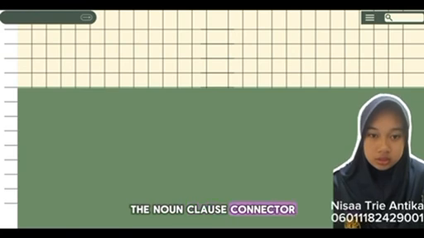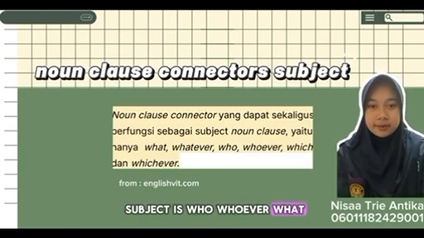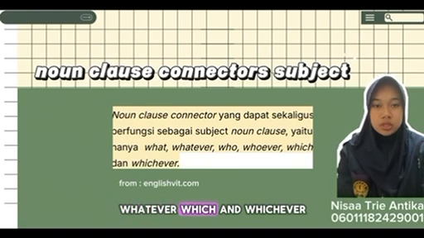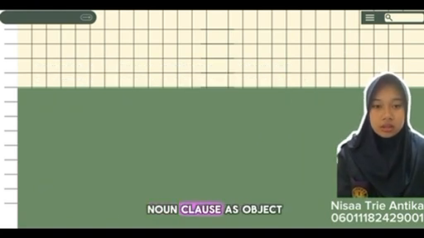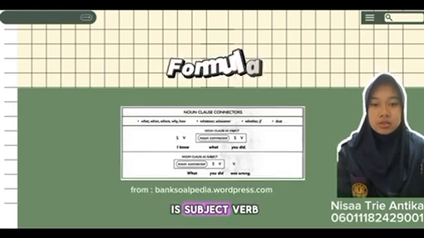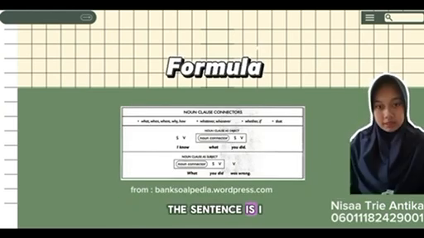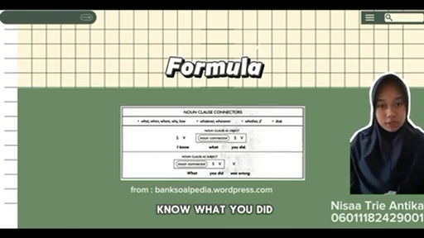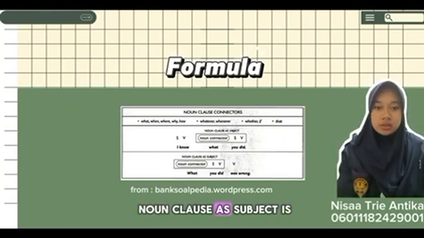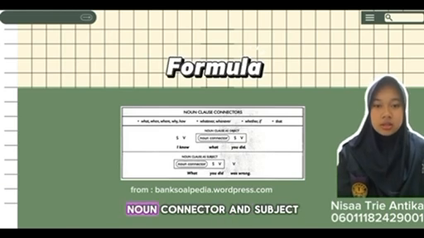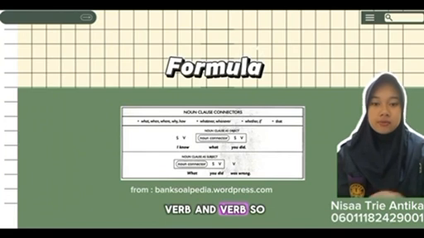The noun clause connector subjects are who, whoever, what, whatever, which, and whichever. And the form for a noun clause as object is subject, verb, noun connector subject, and verb. The sentence is I know what you did. And the form for a noun clause as subject is noun connector and subject, verb, and verb.